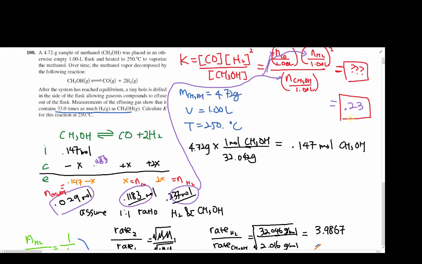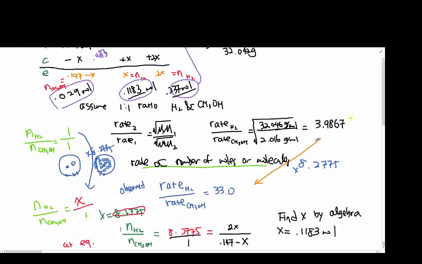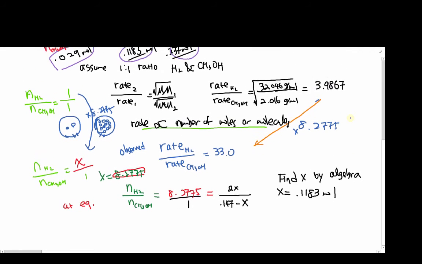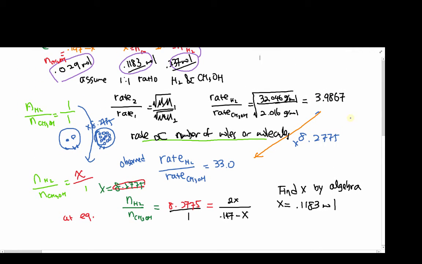Okay, so it had a lot of steps. I think the key to solving this problem was not only forming the ICE chart, but also combining the concept of the law of effusion, Graham's effusion, and then seeing that the rate and the number of moles have a directly proportional relationship.